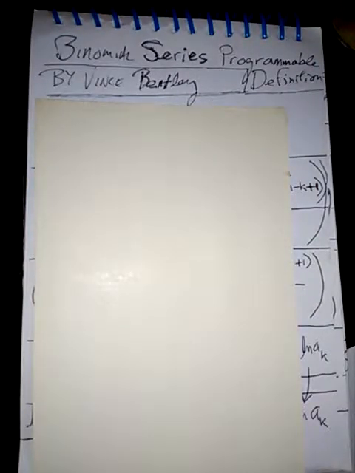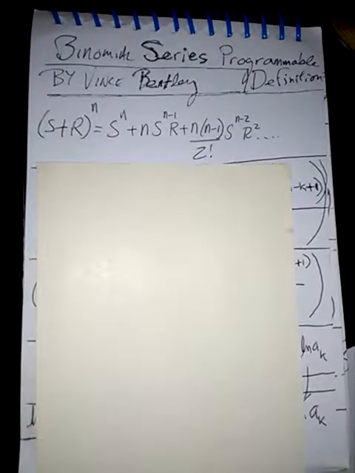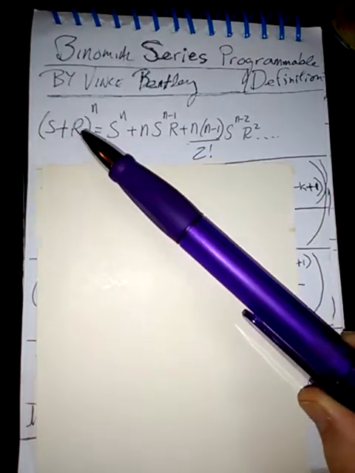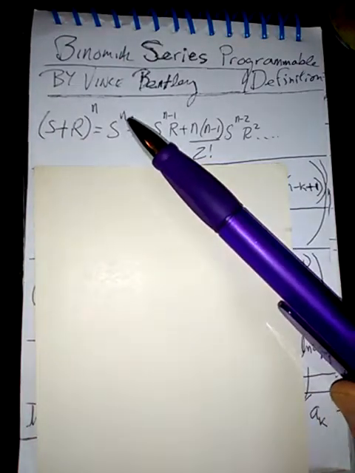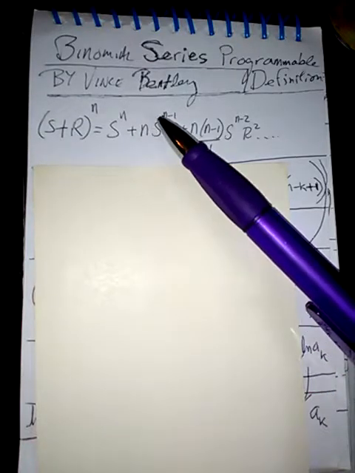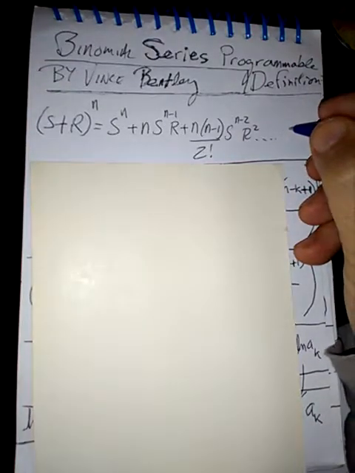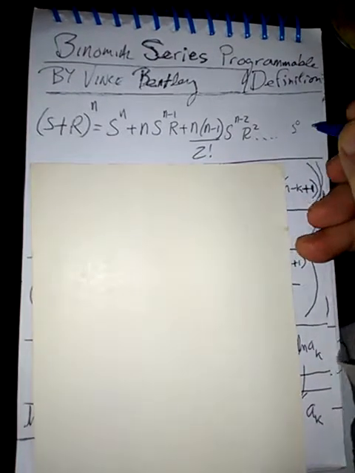Okay. Today we're going to be looking at the binomial series and writing it in different ways. Let's get started here. This is normally the way you see binomial series written out. This is (s plus r) to the n, equals s to the n, s to the n minus 1, s to the n minus 2, until you get to s to the 0, right there. It would be s to the 0.